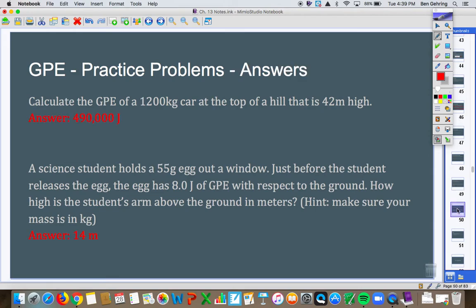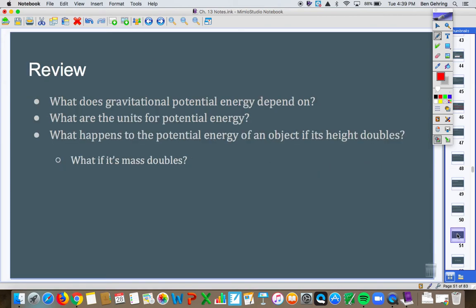And we should have 490,000 joules for the first one, and your height should have been 14 meters for the climber. Here are some review questions, so you should be able to answer, what does gravitational potential energy depend on? There's 2 things. I need to know the units for gravitational potential energy, and I want to know what happens to the energy if the height of the object doubles. What if its mass doubles? Make sure you can answer those questions, and I look forward to working with you as we continue this discussion.